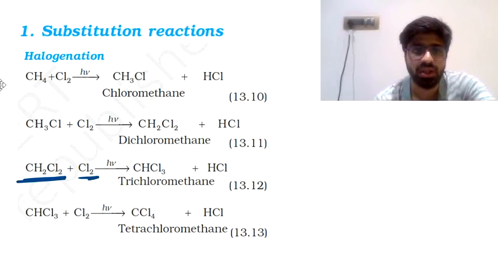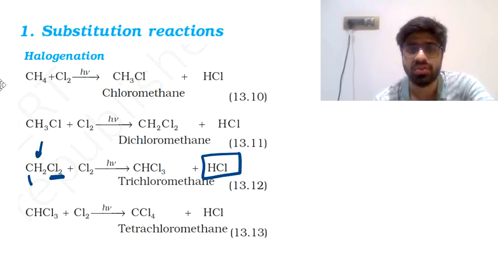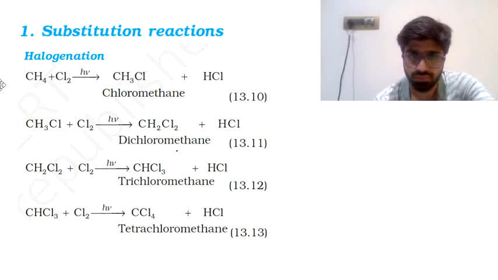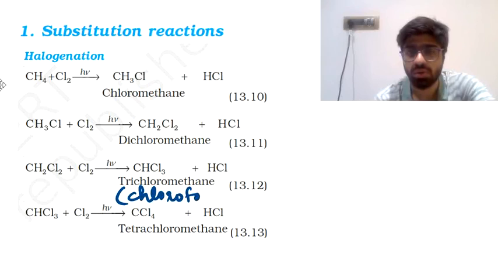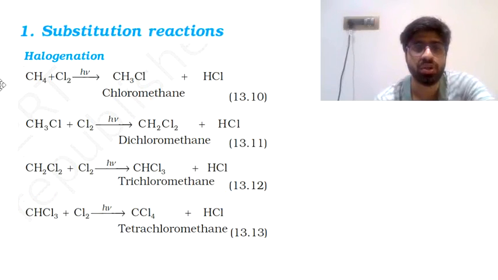So that CH2Cl2 reacts further with chlorine. One chlorine takes hydrogen with it, forms HCl, and the leftover chlorine attaches with the carbon atom, and that will form C. Cl2 was already there. One additional chlorine atom will make it CCl3, and one hydrogen atom will be left. So this gives you CHCl3, which is trichloromethane. You call it chloroform also, and chloroform is CHCl3.